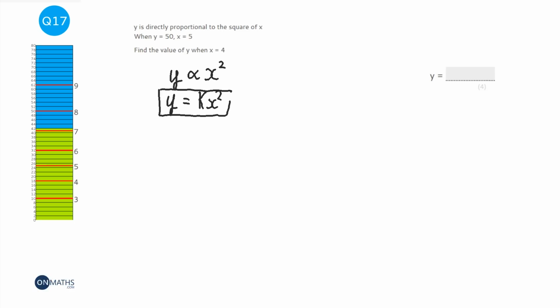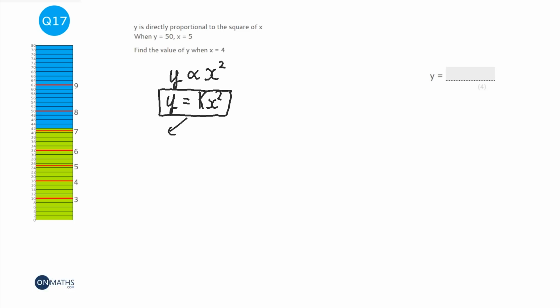Again, this question says y is directly proportional to the square of x. So to show proportional, we use this sign here. It looks like a fish, and it says that it's proportional to the square of x, so that's going to be x squared. Now to get rid of that fish, or alpha, whatever you would choose to call it, what we need to do is introduce a constant which we call k on the right hand side, like so. And actually a lot of students miss out that first step and just go straight to the second. y equals kx squared.